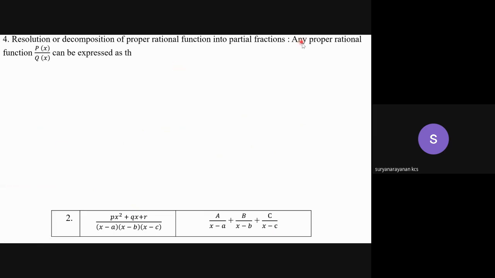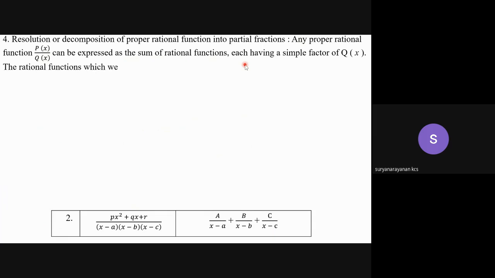See here, any proper rational function P of x by Q of x can be expressed as the sum of rational functions, each having a simple factor of Q of x. Simple factor means a linear factor. Simple factor means a linear expression, a linear polynomial.